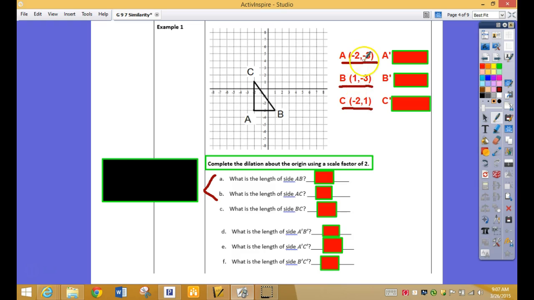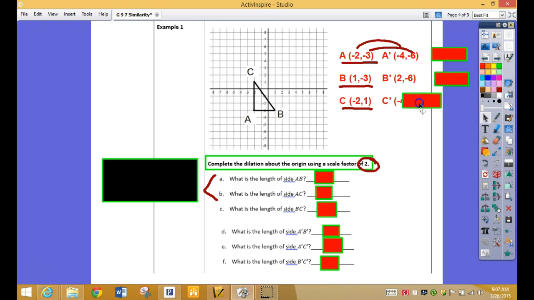Now, what do I do to these originals? Yep, multiply in this case by 2, because 2 is our scale factor. So multiply each and every one of those numbers, those x and y coordinates, times 2. So our new A prime will be what? 4, -6. Each one of these times 2. And that's what you get. So what's B prime? 2, -6. C prime, -4 and 2.